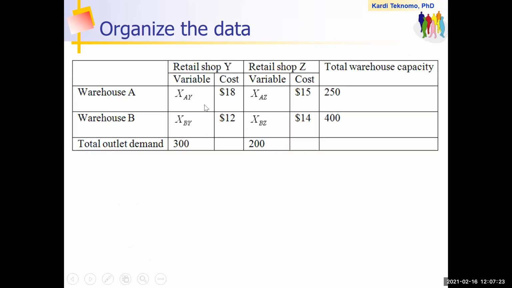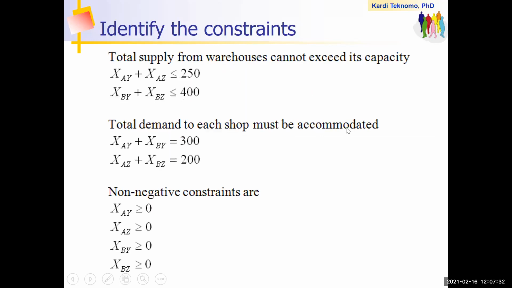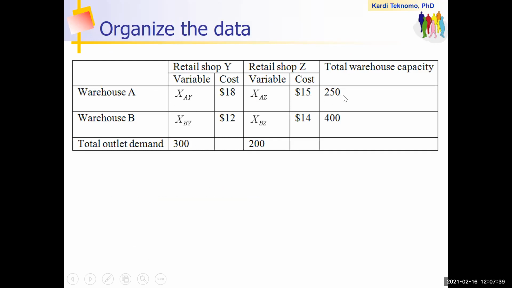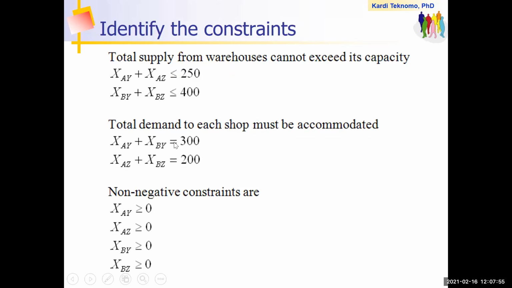Come back to the table here. You see this is just the row, correct? So XAY, XAZ, less than or equal to 250. XBY, XBZ, less than or equal to 400. So each warehouse cannot go beyond its capacity. Then the next constraint is that the total demand for each shop must also be accommodated. That comes from each column in the table. You see, XAY plus XBY is equal to 300.